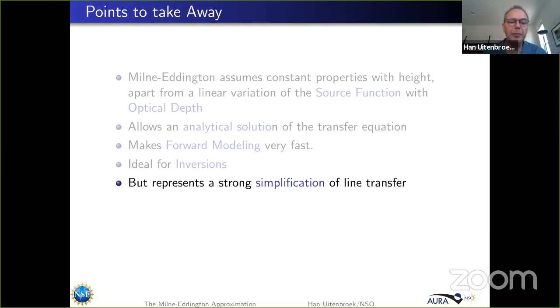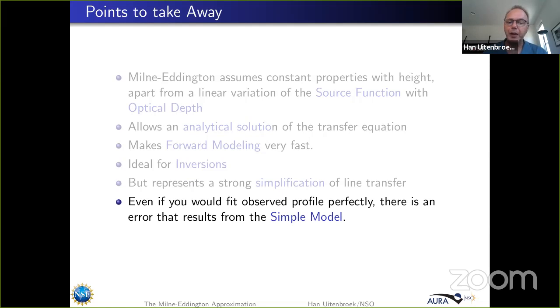But you have to remember always that this represents a strong simplification of line transfer. And therefore, even if you fit your observed profile perfectly in an inversion, there is a possible error. I mean, of course, if everything is constant with height, you don't make an error, but that's a very simplifying assumption in general. So there is a possible error that results from the assumptions that make up the model. You always have to be aware that your measurements really are in the context of the model that you use. That's a very important thing to remember.